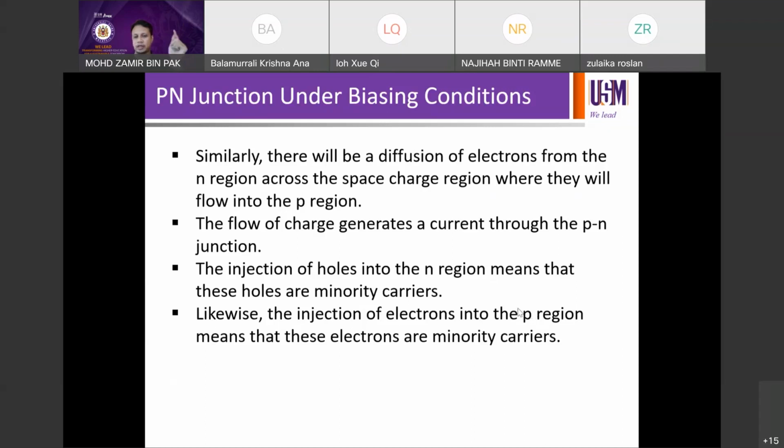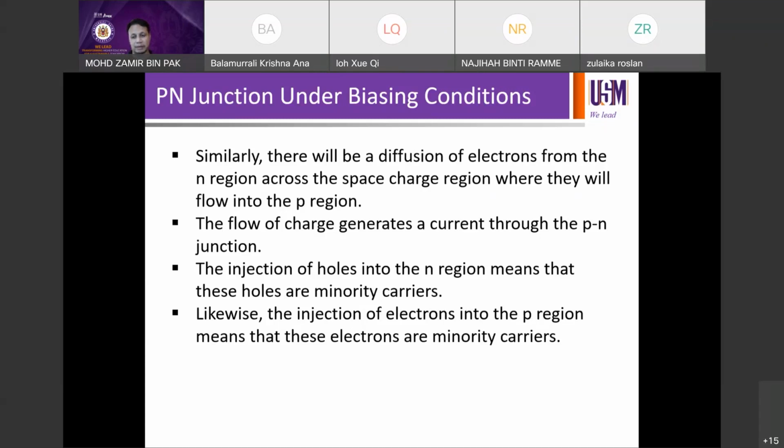What do you think is the notation to represent this sentence now? Injection of holes into the N-type means the holes are now the minority carriers. What do you think is the notation that we can use to denote this? Any idea before we finish? Yeah, it's called PN. No longer naught, because it's no longer at thermal equilibrium.